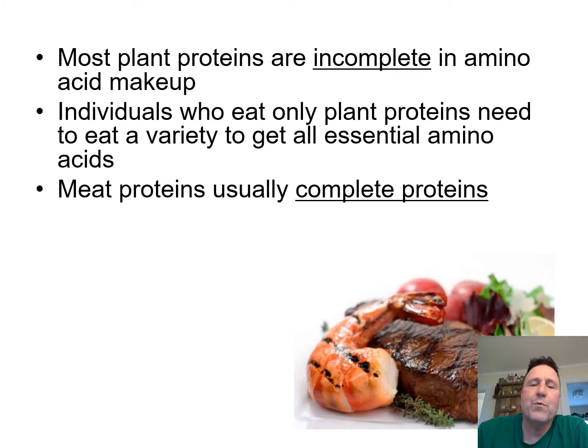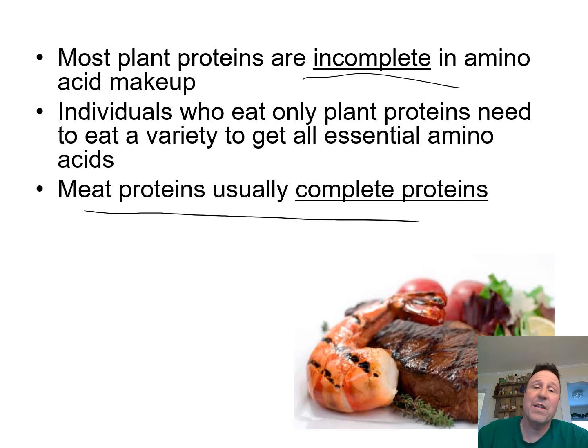So meat proteins usually have all the amino acids, no problem. But plants are often incomplete, except for soybeans. So if you're going to eat plants, you need to mix it up so that you have different plants that are going to fill in all the gaps. You have all the essential ones.